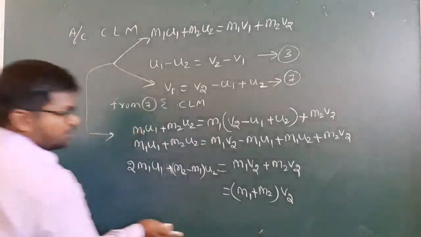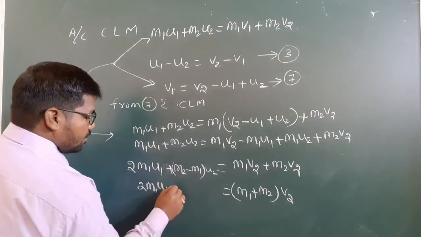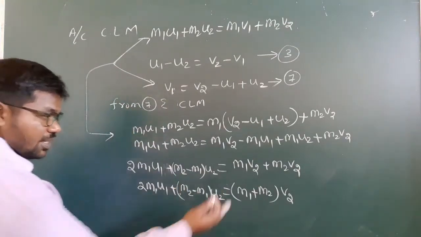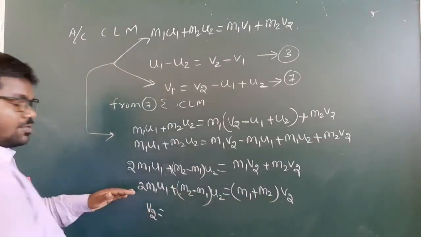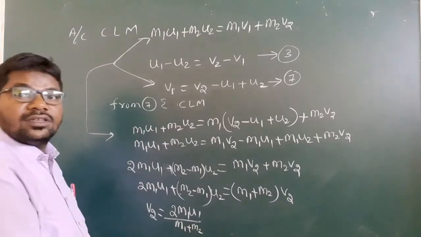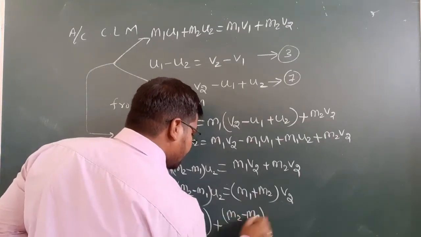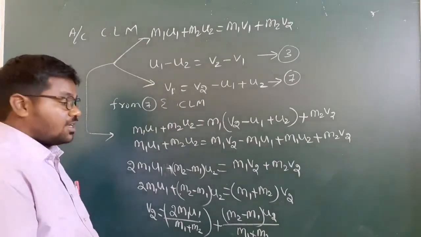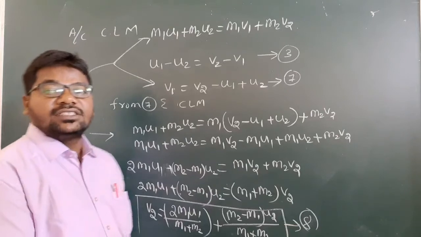So we have to find v2: (m1 plus m2) v2 is equal to 2 m1 u1 plus (m2 minus m1) into u2. Rearrange this: v2 is equal to, sending m1 plus m2 across, multiplication becomes division, 2 m1 u1 by (m1 plus m2) plus (m2 minus m1) u2 divided by (m1 plus m2). Understand, my children? This is equation 8.